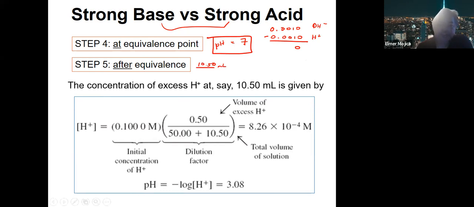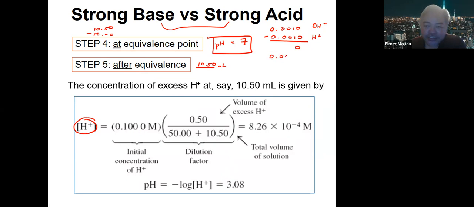Okay. So at this time, you have the H plus as the one in excess. In this case, you can have the initial concentration times the 0.5. Where do we get the 0.5? That's 10.5 minus 10, which is the equivalence point, divided by the total volume. So it will give you this amount, and then get the negative log of that, and you will have 3.08.